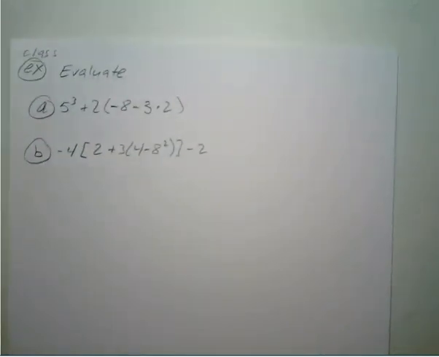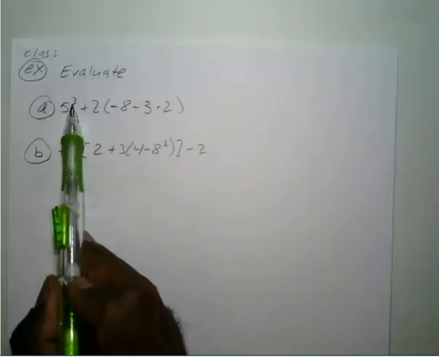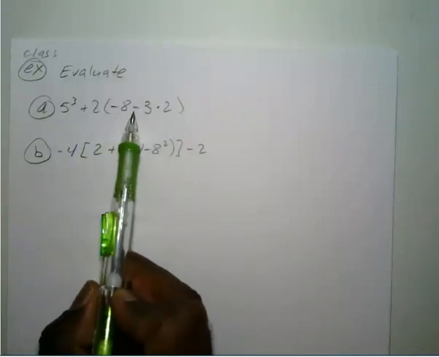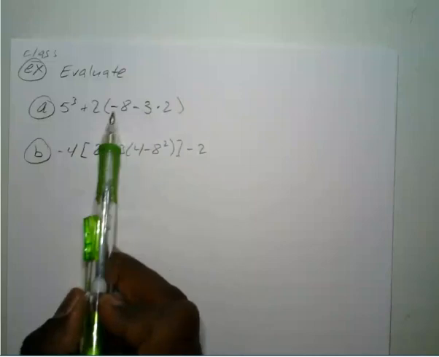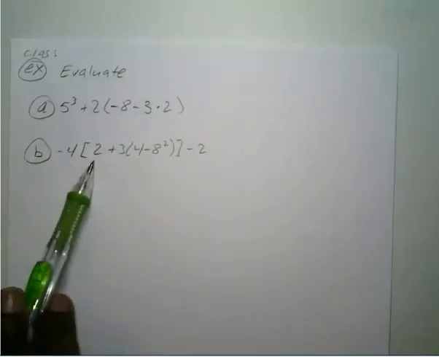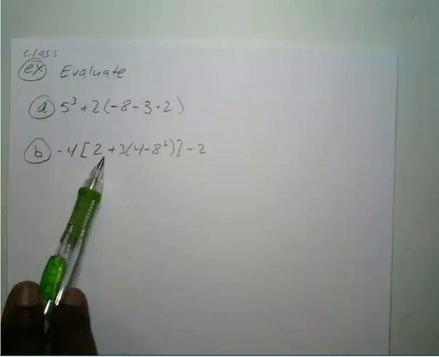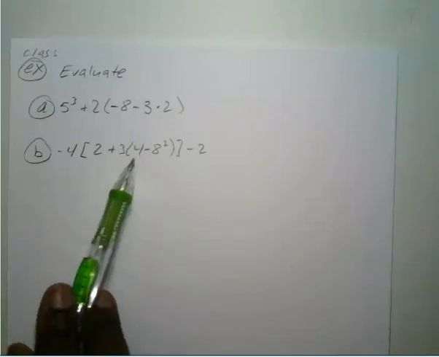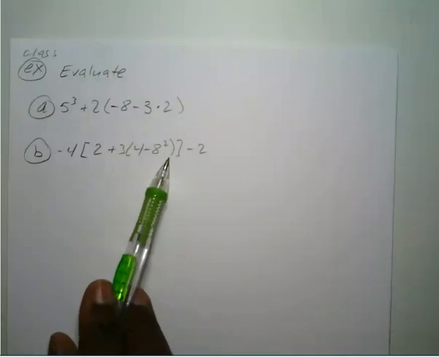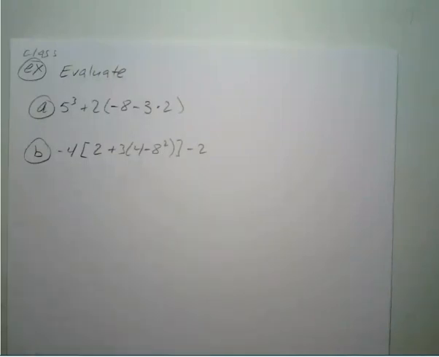Okay, so what if we wanted to evaluate A, 5 to the third power plus 2 times negative 8 minus 3 times 2, and all of that is in parentheses. Or B, negative 4 times, you have your left bracket, 2 plus 3 times the difference of 4 minus 8 squared, close parentheses and close bracket, minus 2.